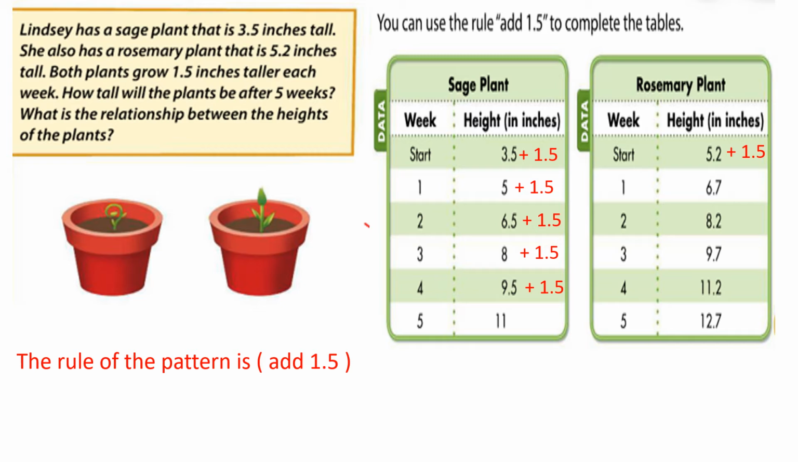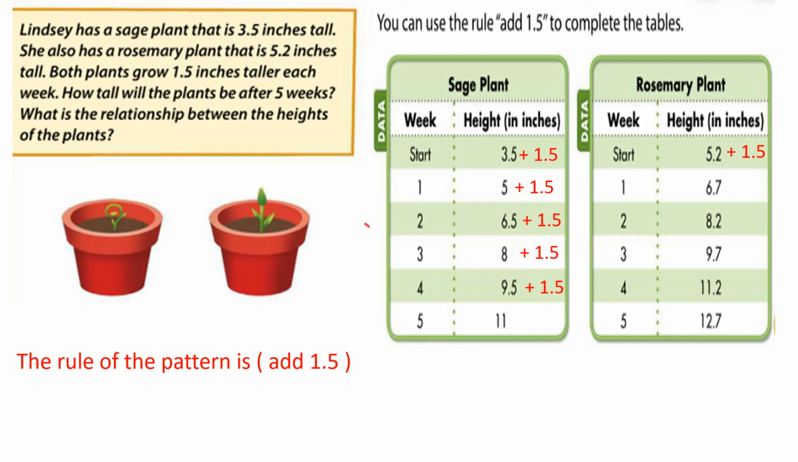What about the rosemary plant? Also using the same way, using the same rule, which is adding 1.5. First, he said that the rosemary plant was 5.2 inches tall. At the end of each week, it will also be growing 1.5 inches. So just add 1.5 to 5.2. How to add decimals here?